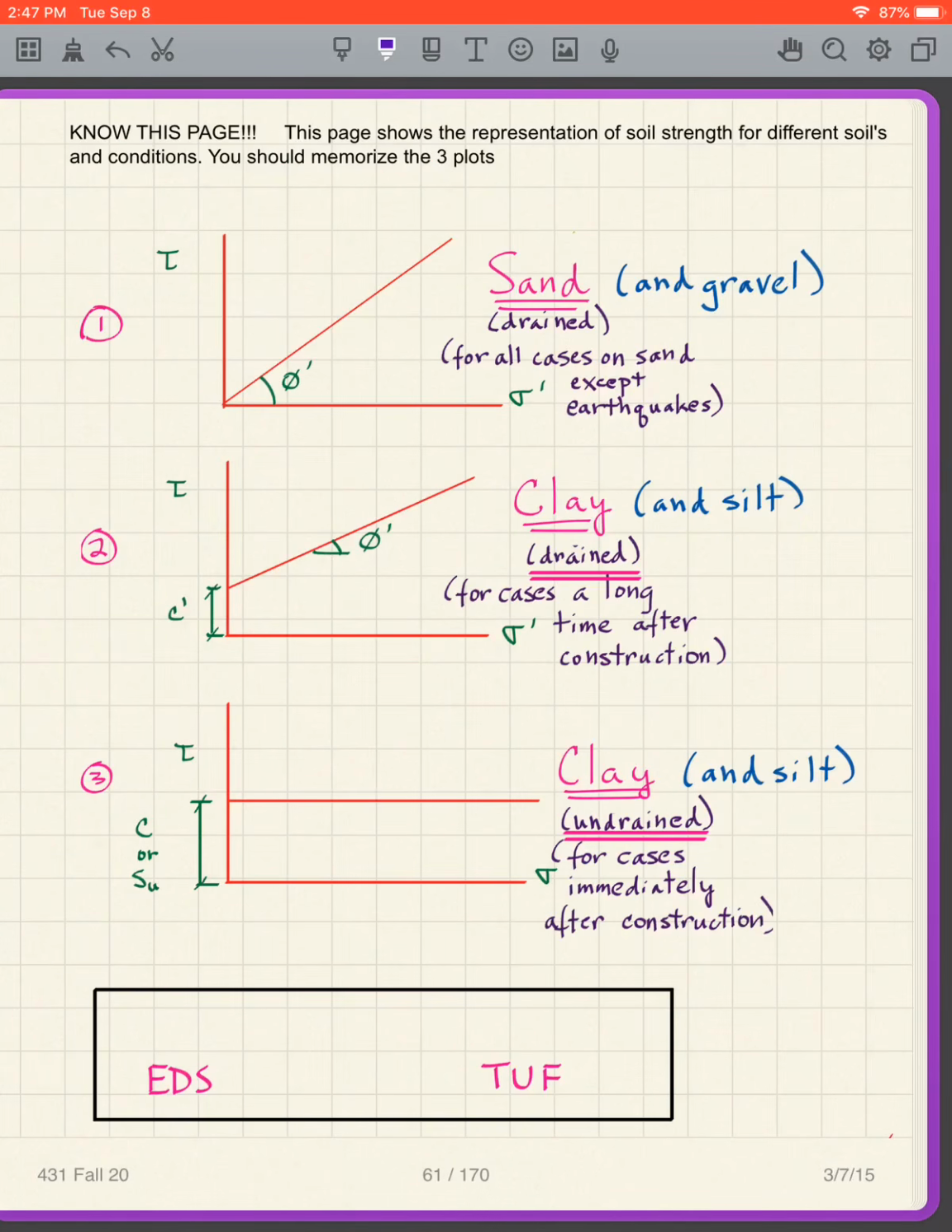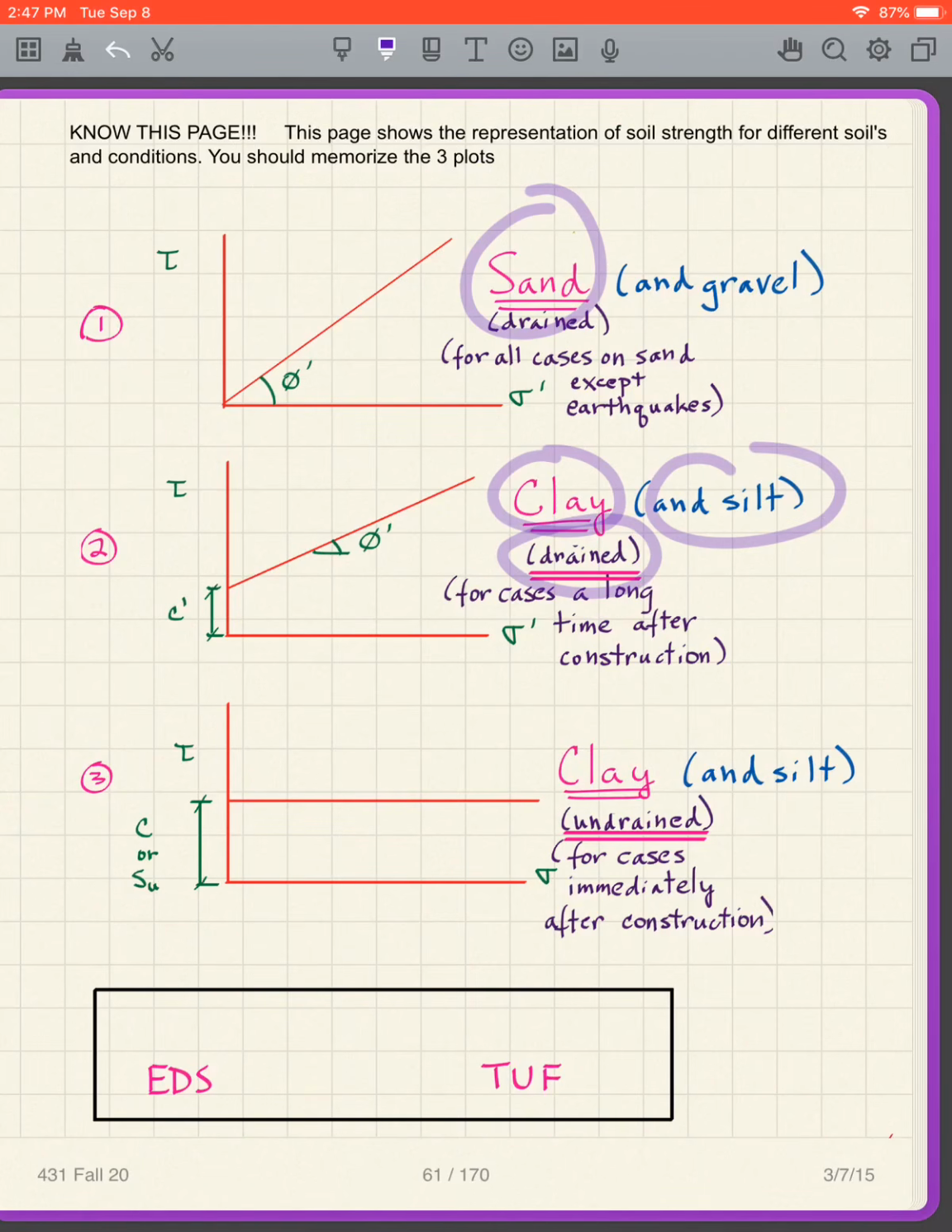This is a very important page for you. This page shows the three representations of the soil strength for different soils and conditions. You should memorize the three plots. You need to memorize these. You need to know these. And we have sand, we have clay, we have clay drained and silt.